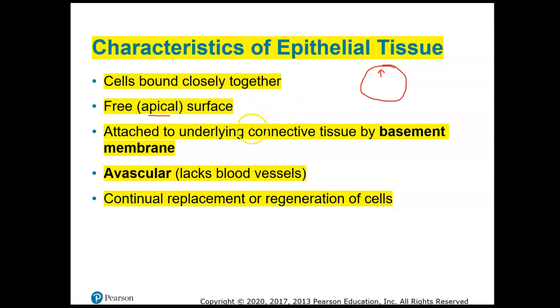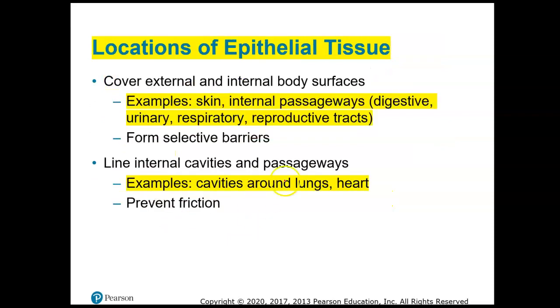So the free surface or the apical surface is the one that's exposed and not connected to other cells. The epithelial tissue cells are connected to underlying connective tissue by a basement membrane. And that's important. That's true of all epithelial tissue types. Epithelial tissue is avascular. That means it lacks blood vessels. And so epithelial tissue is continually regenerating. And we know this is true with the skin.